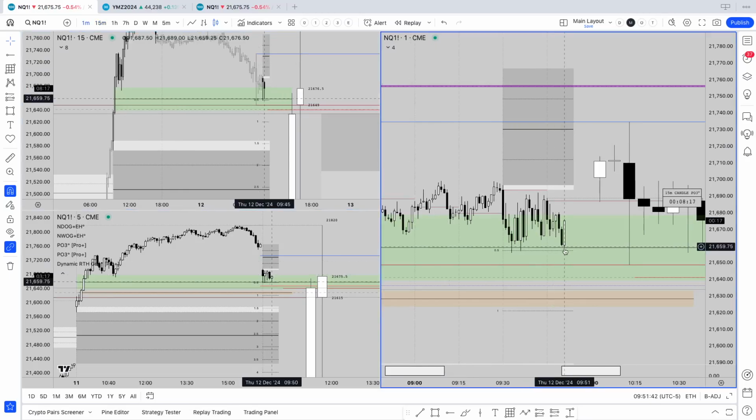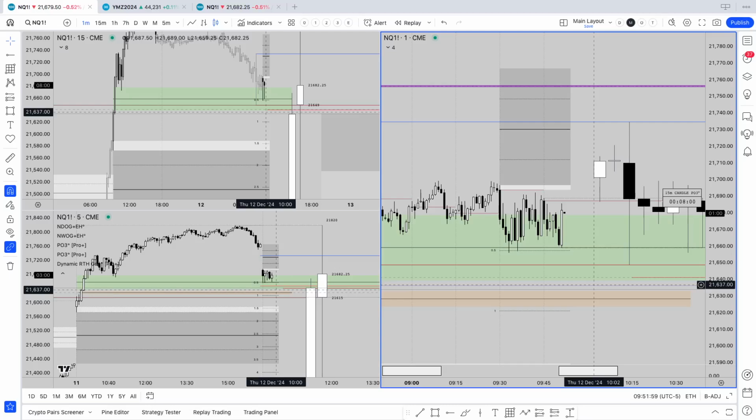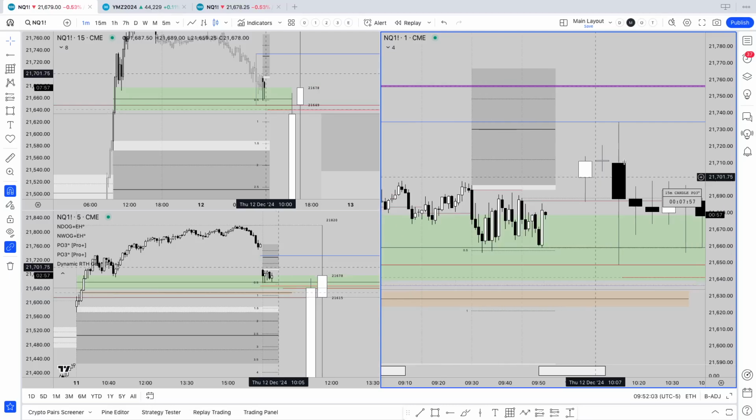Look how beautiful. Are we respecting the consequent encroachment of the first presentation here? Yeah, this is insane when you actually understand it, 100%.